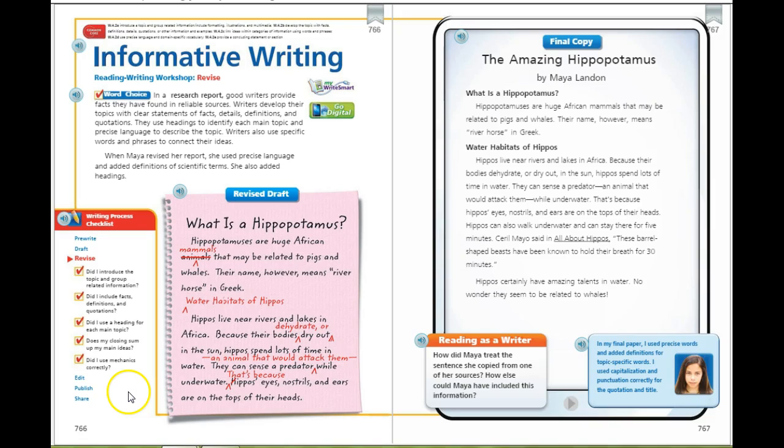Okay? So you are going to revise your drafts, making sure the introductory paragraph's interesting. Replace vague words with more precise language. Put the information in your own words. Include facts, examples, definitions, and quotations. Use appropriate section headings and illustrations, maybe, to make your report clear. And then your concluding paragraph should review and summarize the main points in your report.